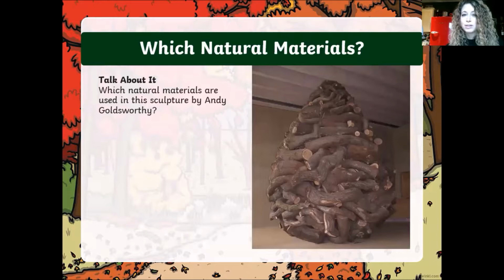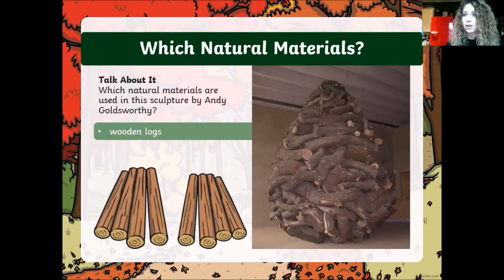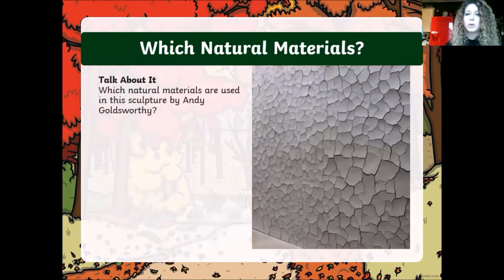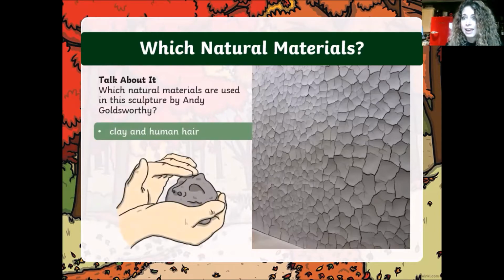So now this is a bit of a guessing game. Which natural materials are used in this sculpture by Andy Goldsworthy? What do you think? Let's see if you're right. Wooden logs. Wiggly ones, aren't they? I love them. Which natural materials do you think are used in this sculpture? I don't know if you'll get this one. Clay and human hair. Ew.